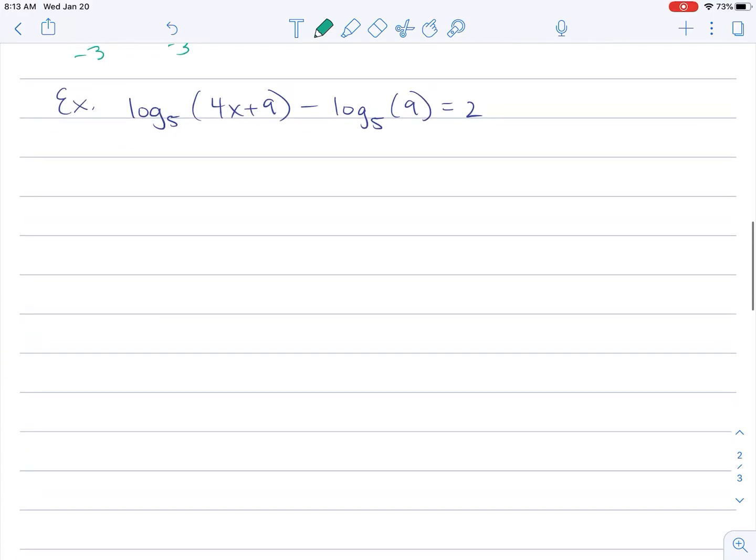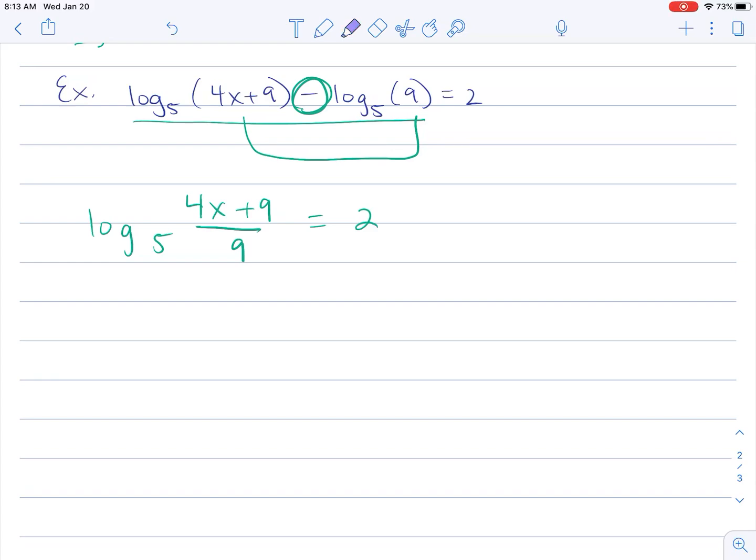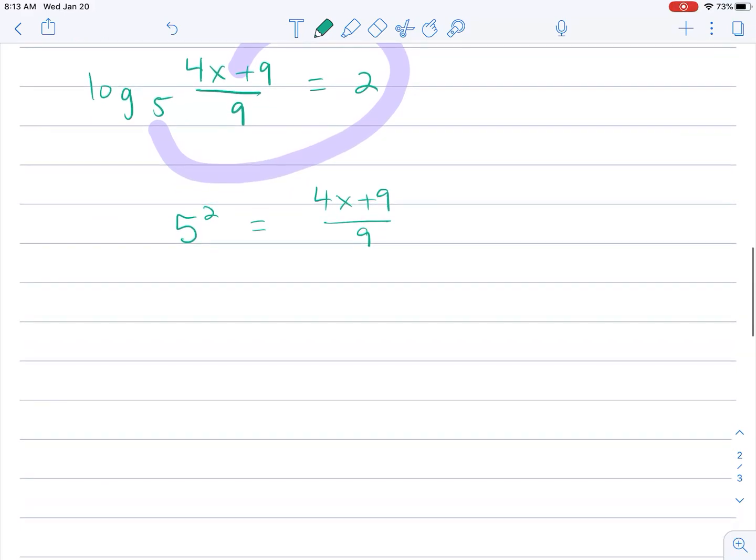So if I look at this one, I can see 2 logs again. I see subtraction, so that means I'm going to divide these. So log base 5 of (4x plus 9) divided by 9 equals 2. I'm going to create my circle for my exponential. So 5 squared equals (4x plus 9) over 9. So I'm going to go ahead and take care of this exponent.